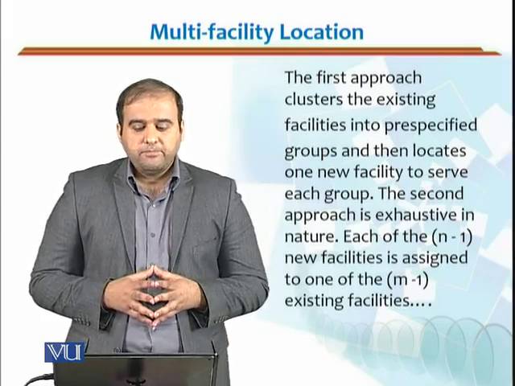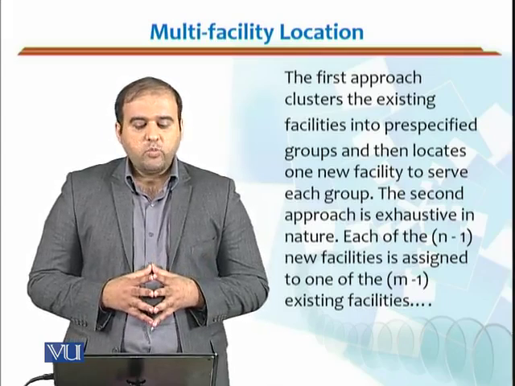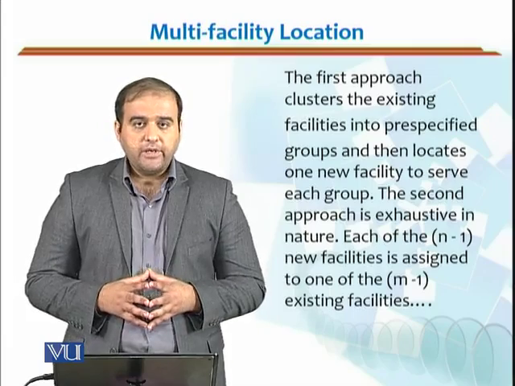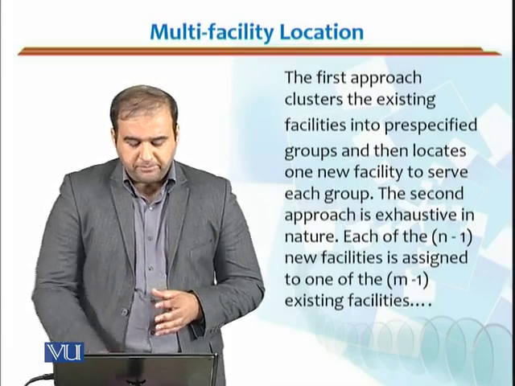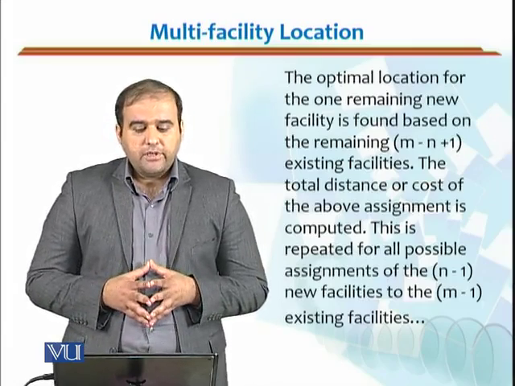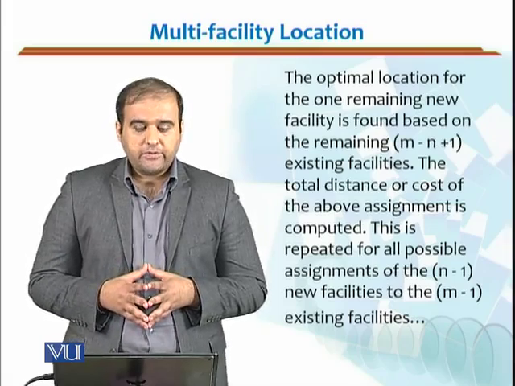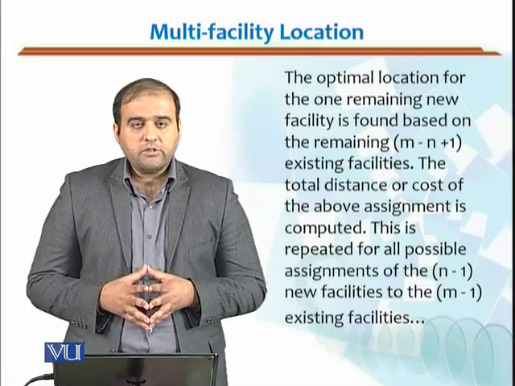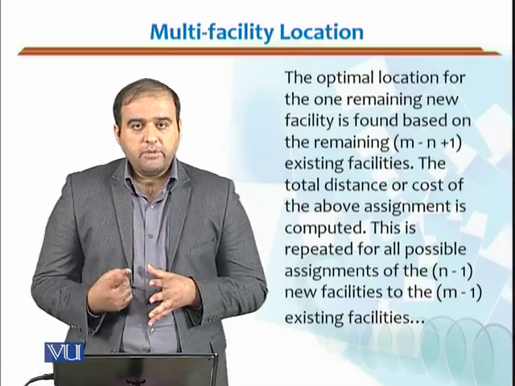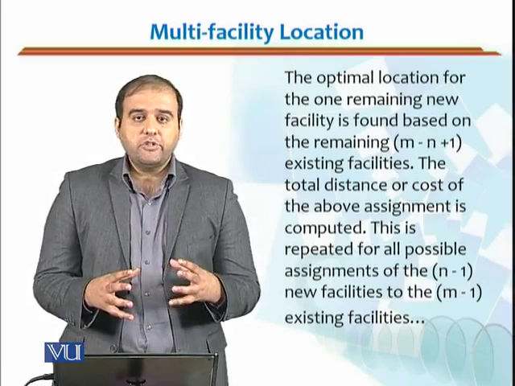The second approach is exhaustive in nature. Each of the n-1 new facilities is assigned to one of the m-1 existing facilities. You have to repeat this. The optimal location for the one remaining new facility is found based on the remaining existing facilities. The total distance or cost of the above assignment is computed. This is repeated for all possible assignments. It's just like an assignment problem, but it would be exhaustive in nature.